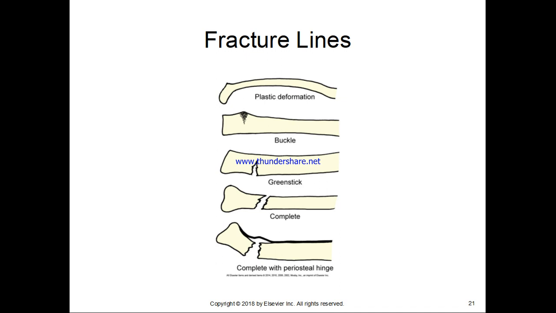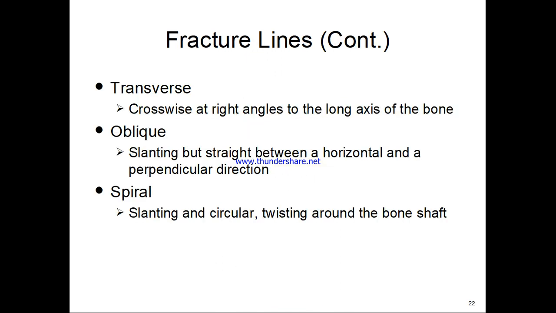So here we have a couple different fracture lines: buccal fracture, greenstick, complete with periosteal hinge, or other types as well. So our fracture lines can be transverse, which is crosswise at right angles to the long axis of the bone, so pretty much straight across. Oblique, which is horizontal, or the spiral, circular twisting.